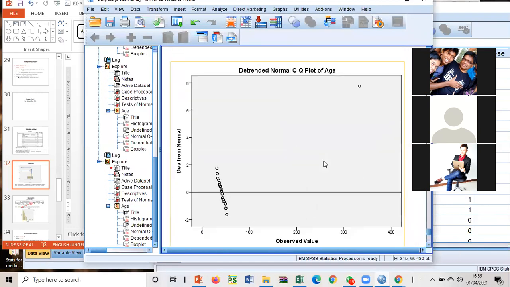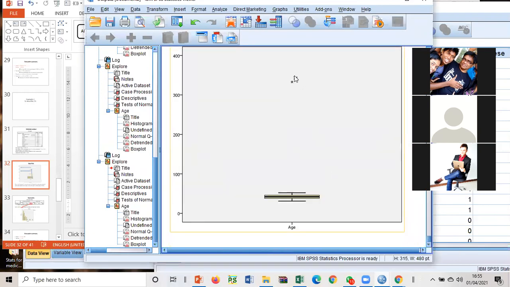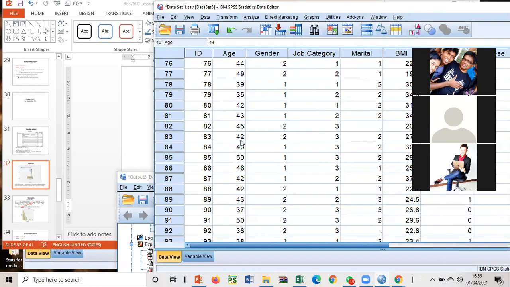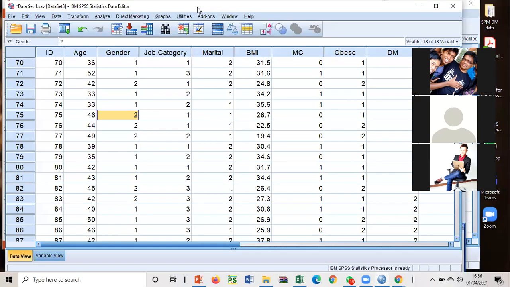This will tell you which case. Case number 75. So go to case number 75, 74, is it? We go to 74 and check. Oh, understood. So that is data checking, one function of using the box plot: data cleaning, data screening. Any other questions?